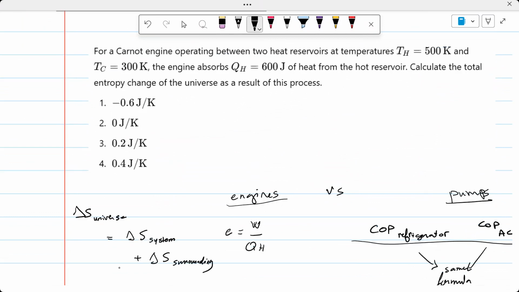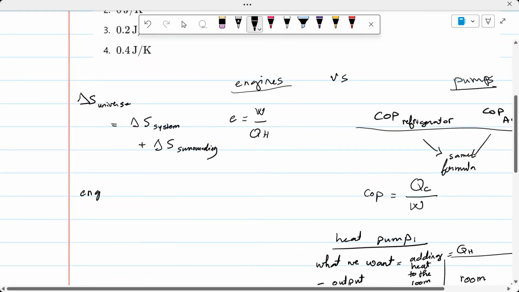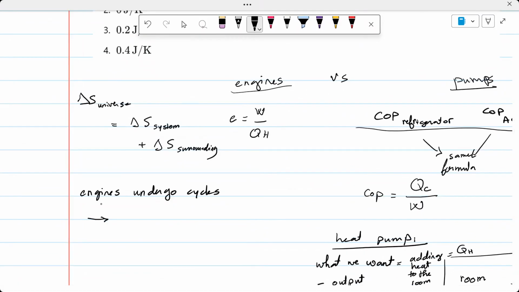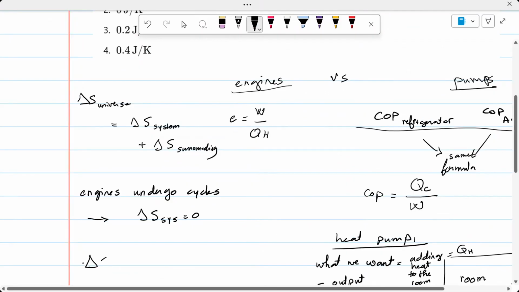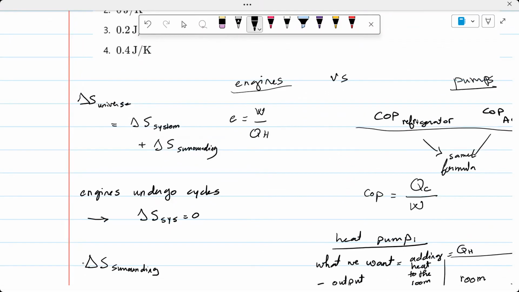Now, one thing I know is that in engines, we have cycles. So delta S is 0 for the system. All right. What remains is delta S of the surrounding. So how do we find that?